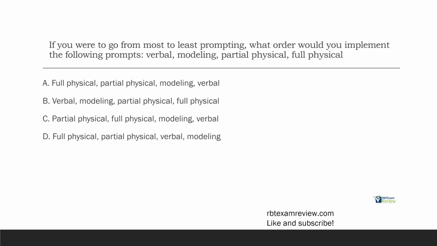We're either going from the most intrusive, maybe the top of the hierarchy, to the least, to the bottom of the hierarchy. And the thing about the prompt hierarchy is you could argue, and people do, that it's dependent on the client, which is technically true. However, if you're looking at the most intrusive prompt, that is always going to be a full physical prompt. Second most intrusive is always going to be a partial physical. Third most intrusive is almost always going to be modeling. When you think about a prompt hierarchy, and you're going from most to least, always start with full physical, then partial physical, then modeling, and then verbal, gestural. The rest, you can go from there, okay?